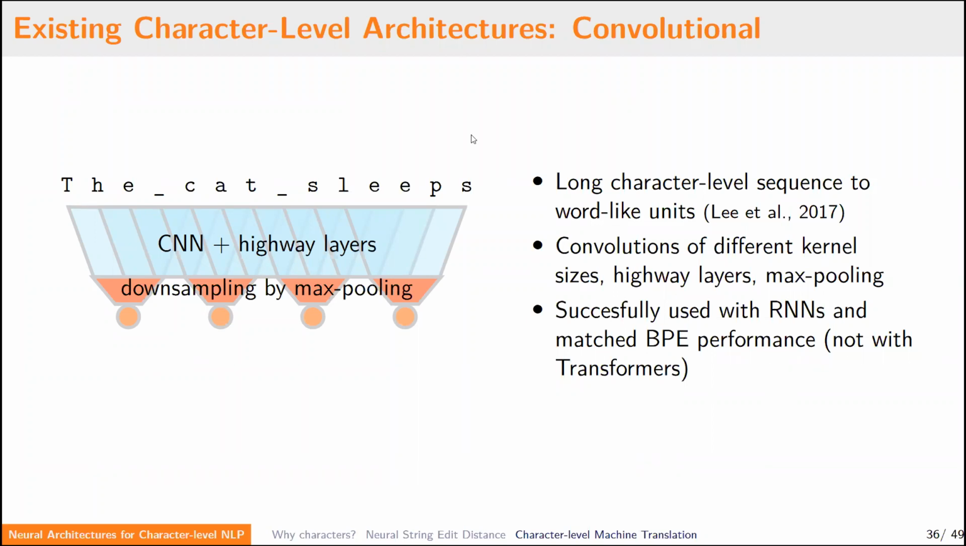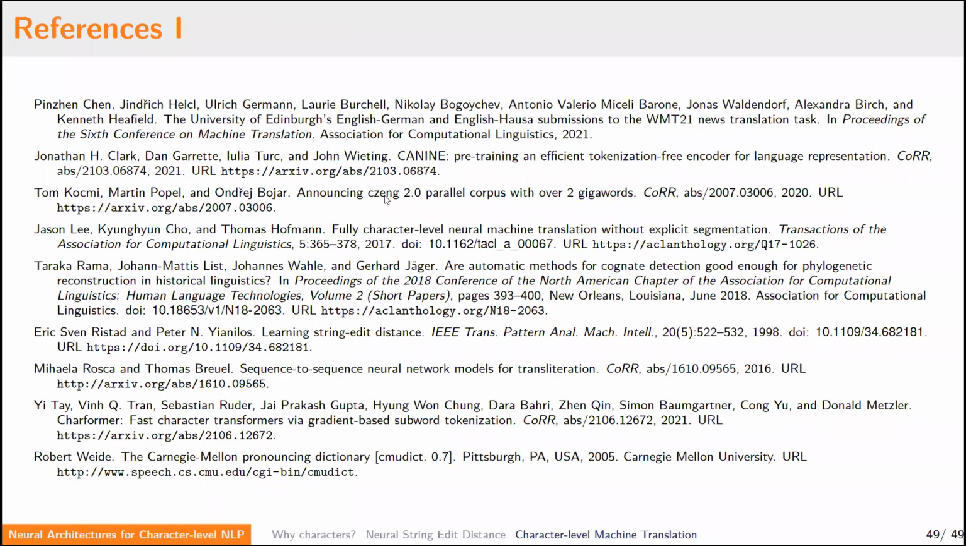Pokračuj, prosím. All right. So we end up with a sequence which is 5 times shorter than the original character sequence, and the vectors that we get are supposed to emulate the words or the word-like units, subword units, whatever. And it was successfully used with RNNs. It matched the performance of that day's BPE-based model, and this is also the architecture that was used in the 2017 shared tasks.